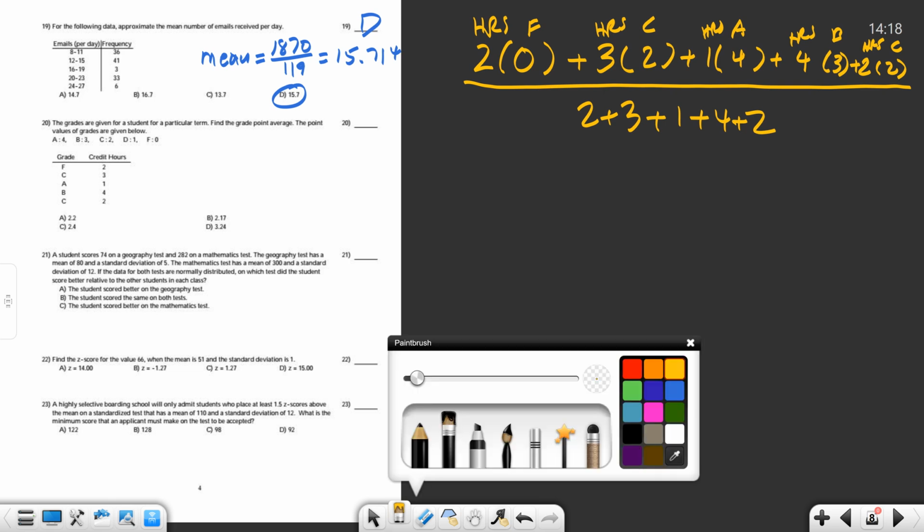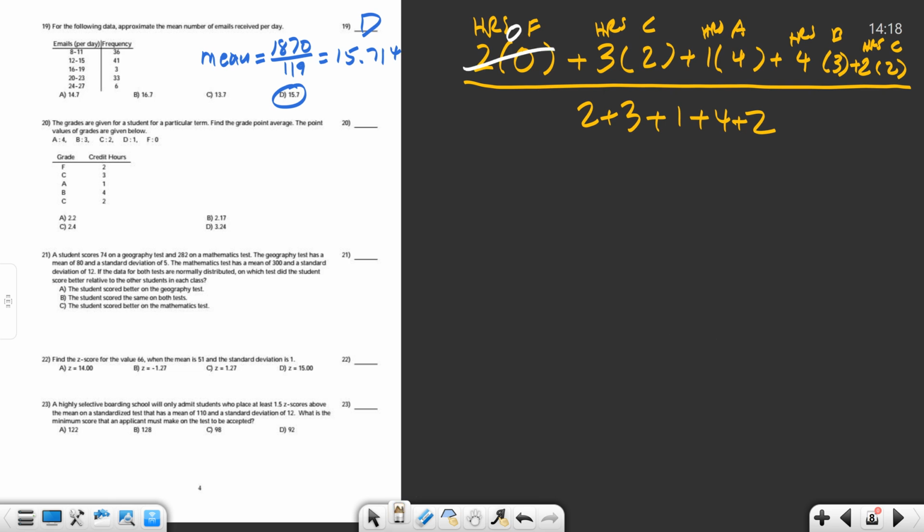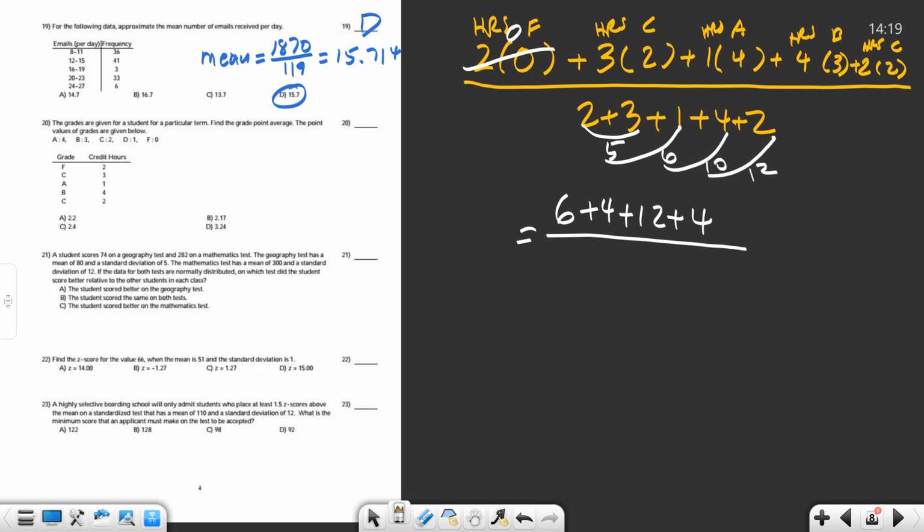So if we start doing this here, this is going to be 0, and 3 times 2 is going to be 6, and then plus 4, plus 12, plus 4. Over that's going to be 5, that's going to be 6, it's going to be 10, and it's going to be 12, right? So 6 plus 4 is 10, and that's 16. 10 plus 16 is 26 over 12. 26 divided by 12 is going to be 2 and 2/12, so this is 2 and 1/6.